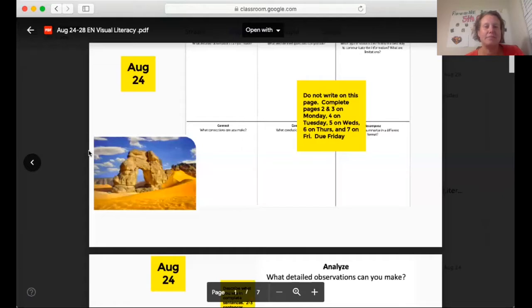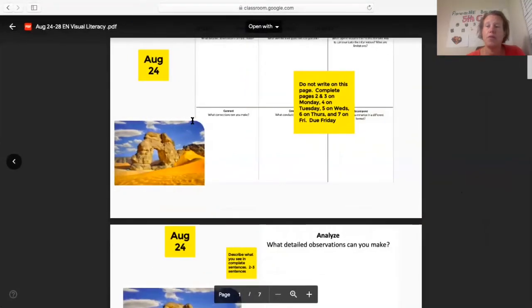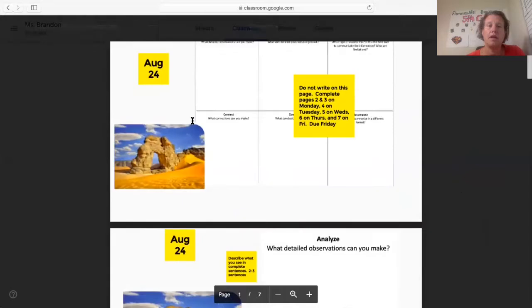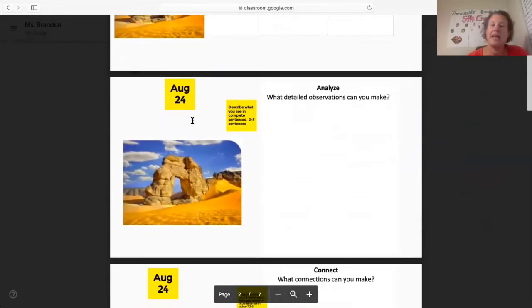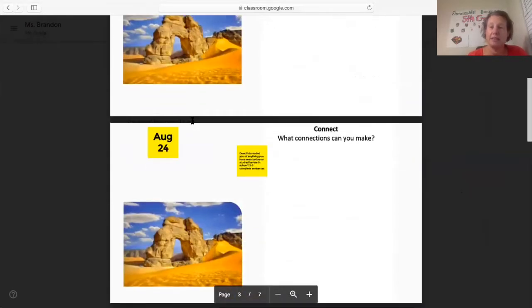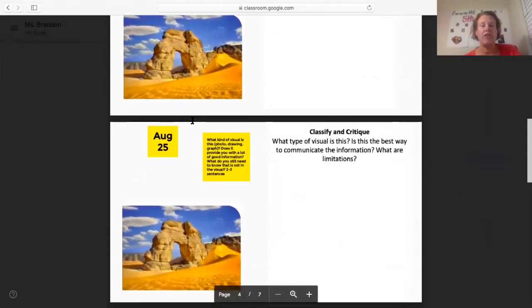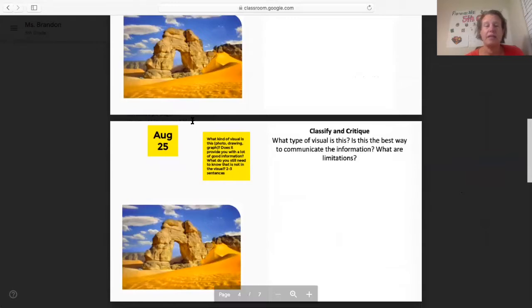First thing we're going to do is our visual literacy mat. This is Thursday, so you should already have worked on most of your visual literacy mat. The first page you don't fill out, that's just how it would look if we were in class together. It would all be on one page. You already did analyze and connect. Remember, 2 to 3 sentences per page. And yesterday you did classify and critique.